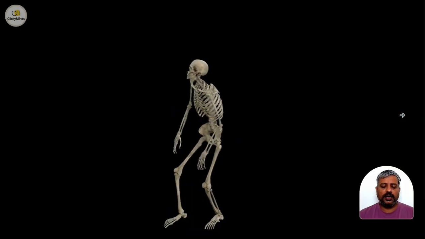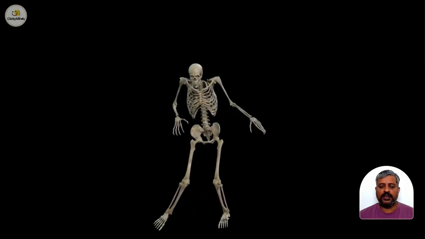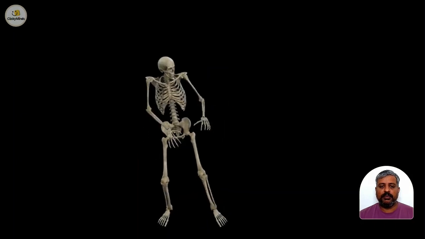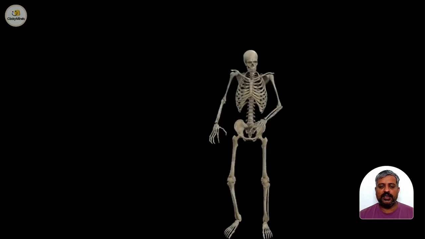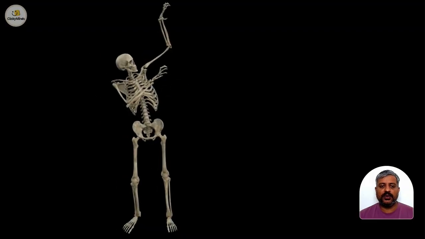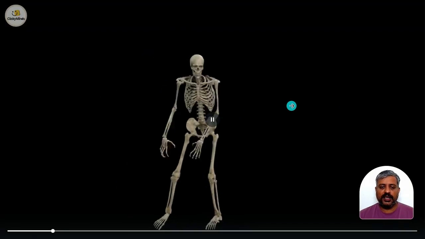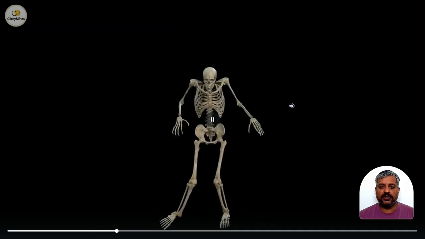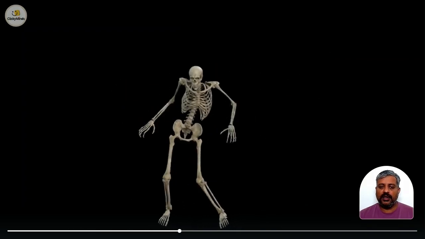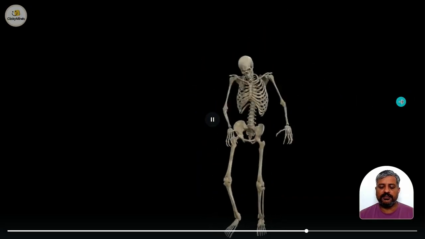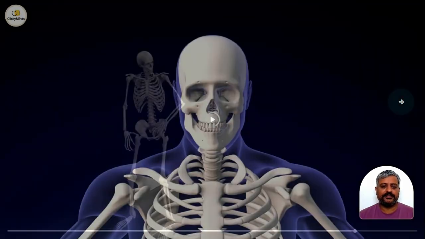Let's see. So this is the video that I have put in so that you may understand the importance of the bone. We are seeing a dancing skeleton, and this is so that we understand why we are able to move or dance, right? This is because of the joints within the body, and we'll learn in this chapter how this is interconnected with each other. So let's move on to the next slide.